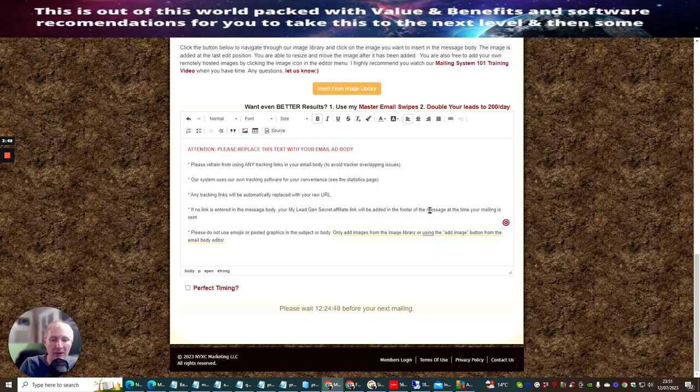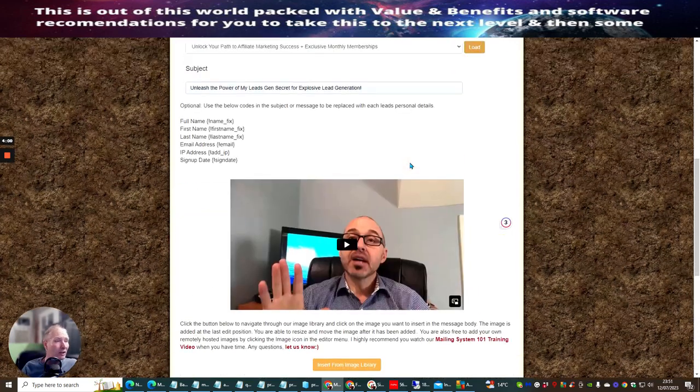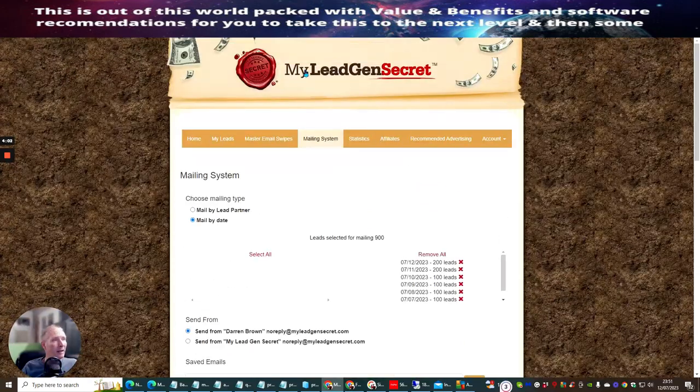Now, there's a couple of gray areas with the lead gen secret. One of them is third-party autoresponders don't like it. If you put the word or the category MLGS into your campaigns on AWeber or GetResponse, you will probably get suspended. And then you get a suspension notice, which is exactly what I got.